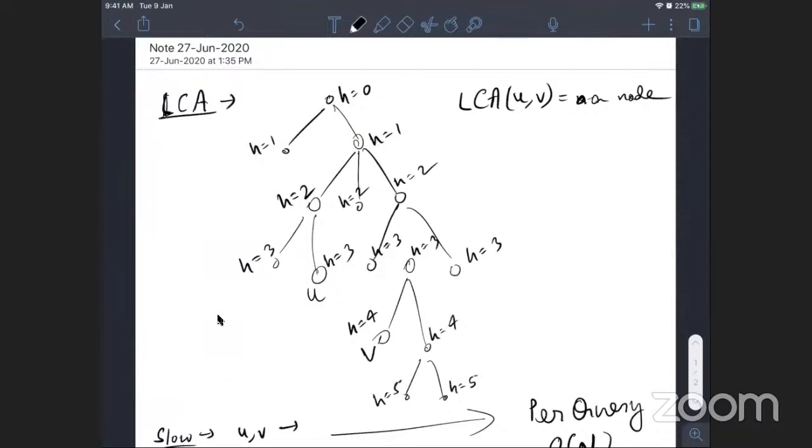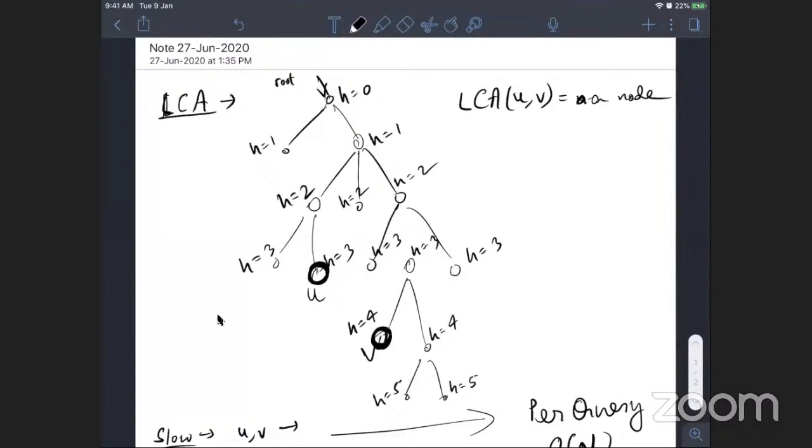Now, obviously I'm expecting everyone knows the definition of a height here. It's pretty intuitive. What's the distance between you and the root? How far are you from the root? And this is the root, right? So now the question becomes that this is u and this is v.